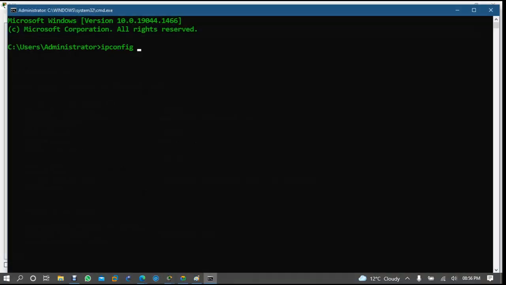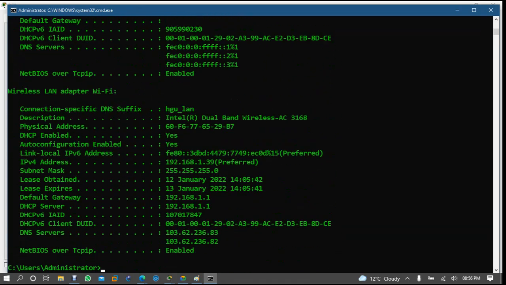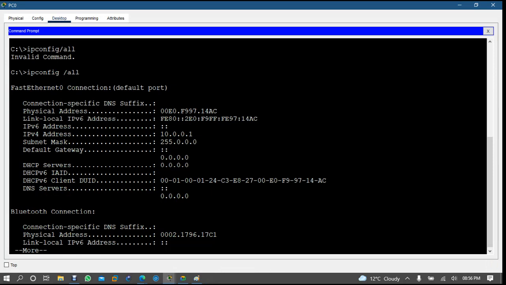Both will work. The same will work. Okay, both is working. Okay, so this is our MAC address, right?